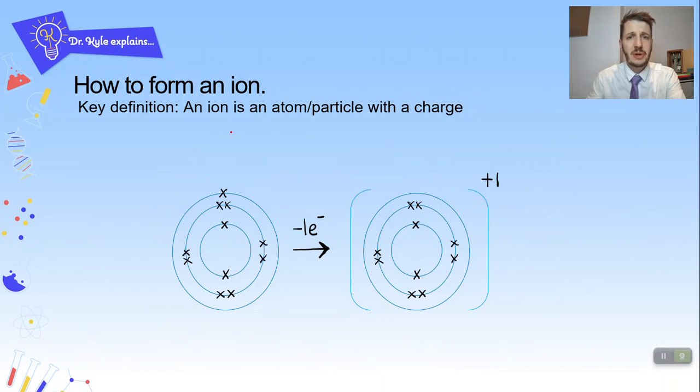Okay, so now we're going to look at how to form an ion. So an ion is an atom or a particle with a charge. And so quite simply, what this means is if you have potassium, that's not an ion. But if you had K+, it has a charge, that is an ion. If you had fluorine, not an ion. F-, that's an ion. Or it could even be hydroxide, OH-, that's an ion because it's got a charge. So if it has a positive or a negative, it's an ion.